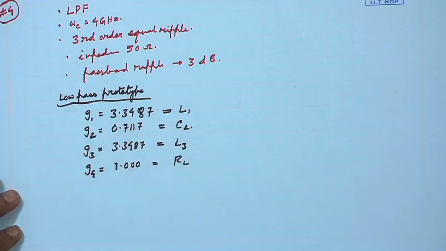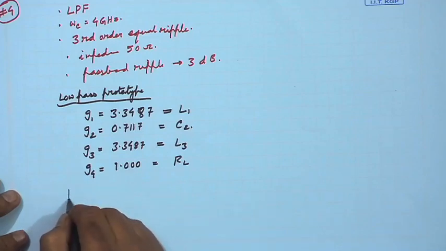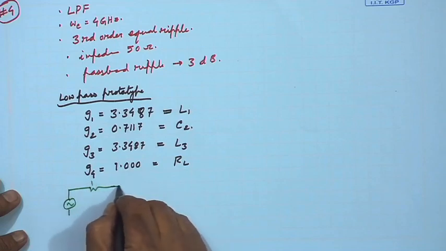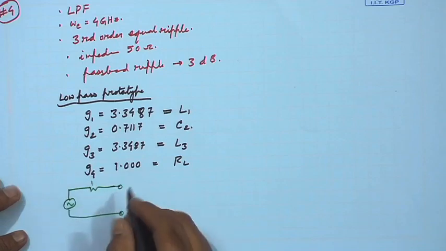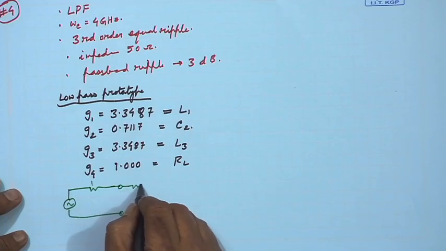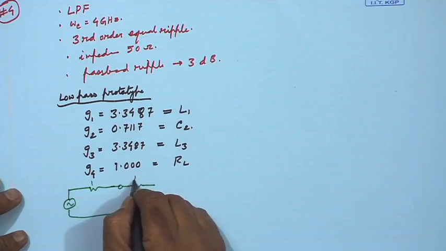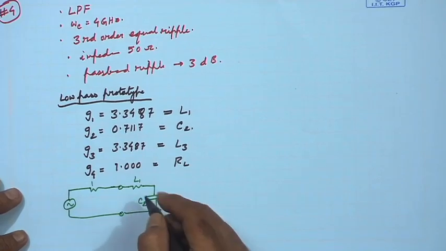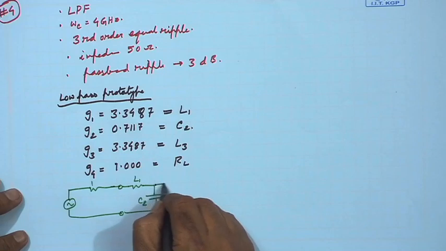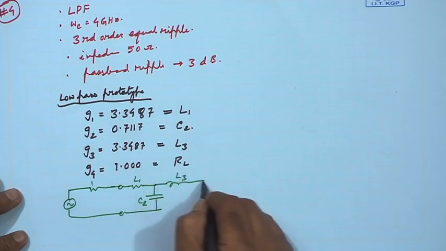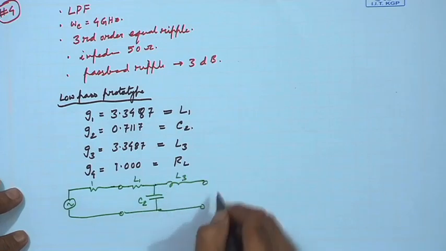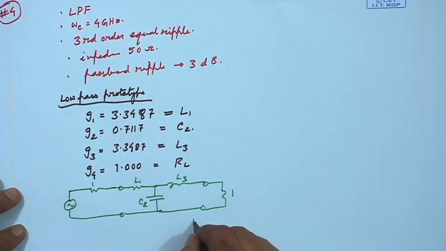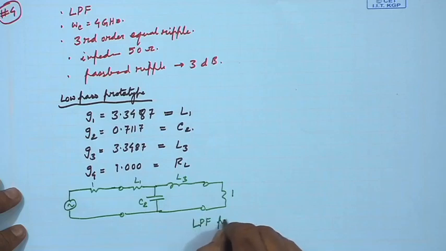So, let me draw the circuit. This is one prototype, then this is my L1, this is my C2, and this is my L3, and then I have this as 1. Good. This is the LPF prototype.